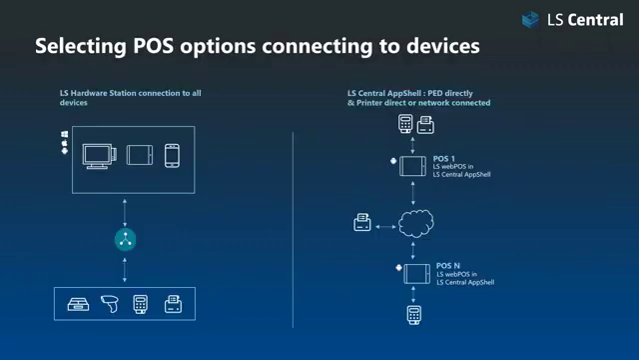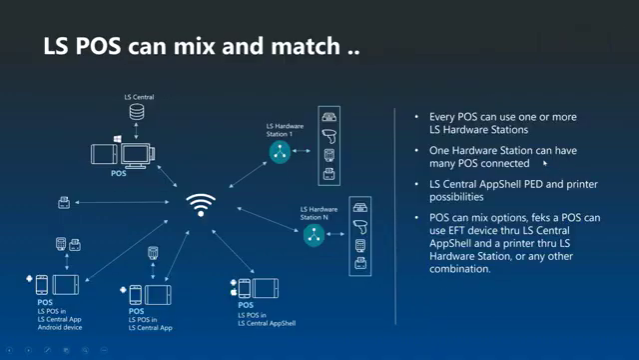As we have seen, we have multiple options in connecting the web POS to devices. So as we said, we have the standard way of using the LS hardware station, and then the LS Central App Shell for Android has also the option to connect to printers and other devices. So the design options are there and can be used for flexibility. The POS can mix and match those in any way that you want.